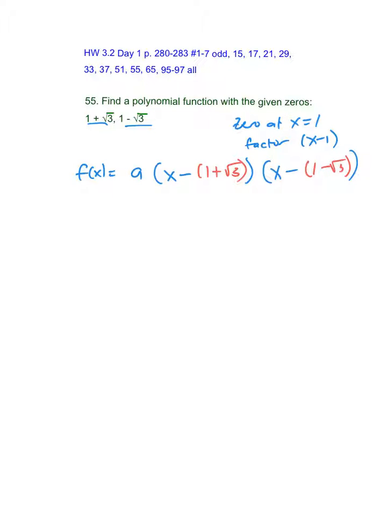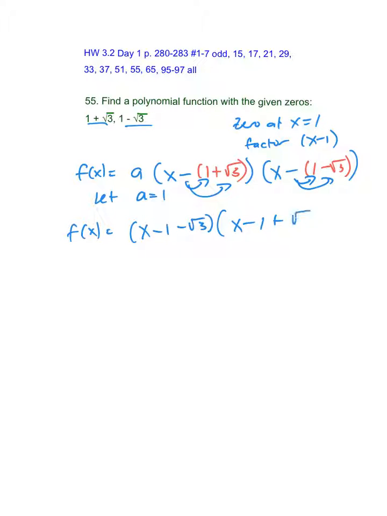And in these problems, it's going to be easiest to let a equals 1. A can be any value, but let's just let it equal 1 for some simplicity. So we're going to have f of x is equal to x minus, I'm going to distribute the negative. So I'm going to have x minus 1 minus rad 3, and then distribute the negative 1 here to be x minus 1 plus rad 3.